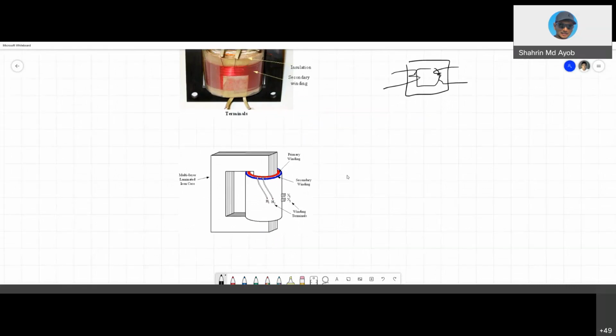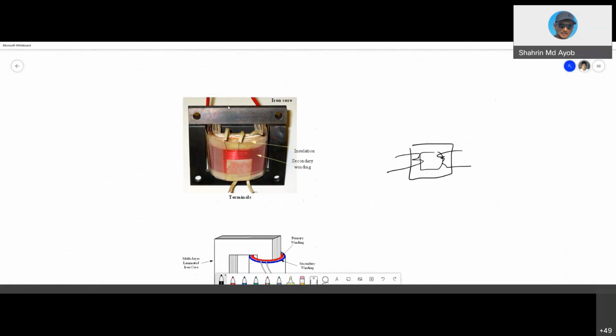And as you can see, this is the core. It can be made from cast iron or so on. And as you can see, it's not solid cast iron. It's actually laminated, divided piece by piece. This is to reduce what we call the eddy current losses.